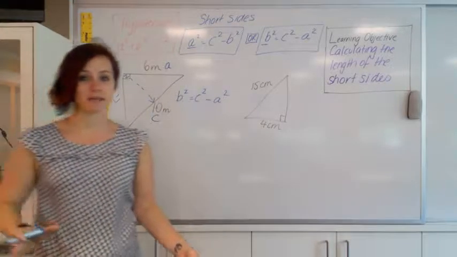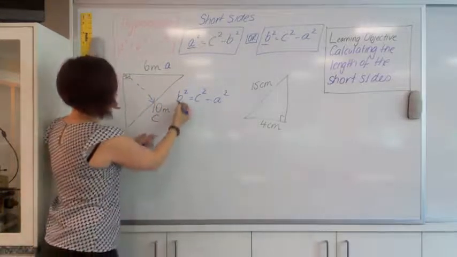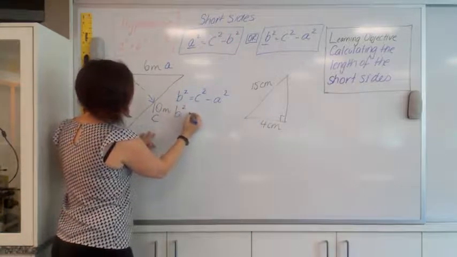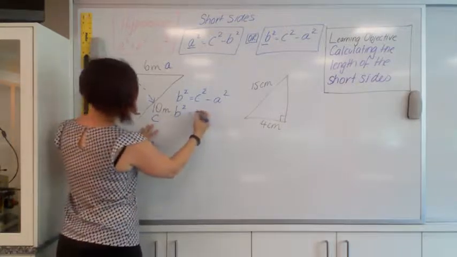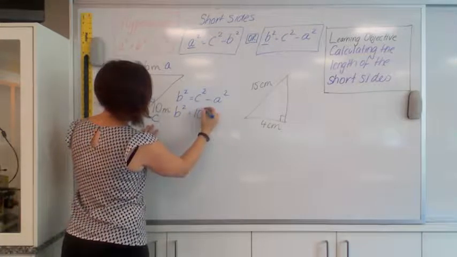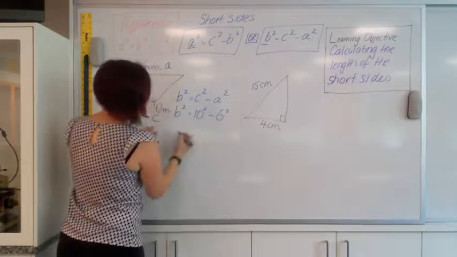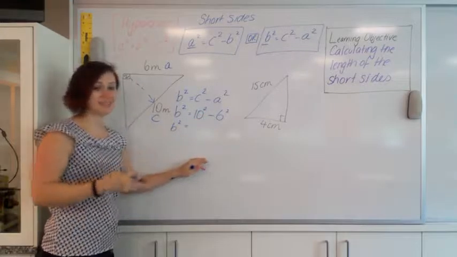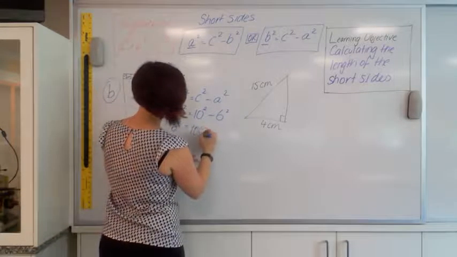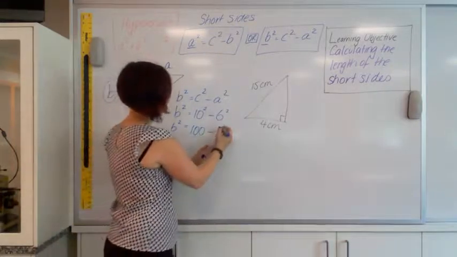Now the same thing applies. Instead of using letters, we have to use the numbers. So B squared we don't know, it stays until later on. We do have a C value, and C is 10. We do have an A value, and that is 6. And so now we can keep working with our numbers. 10 squared, or 10 times 10, is 100. 6 squared, or 6 times 6, is 36.